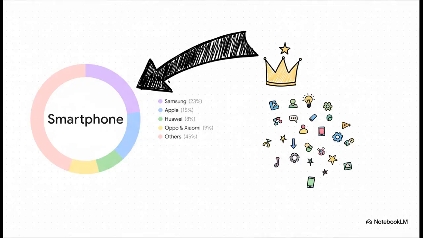This chart makes that idea crystal clear. You can see in a split second that Samsung is the market leader with the biggest slice. But here's the other really interesting thing. Look at that massive chunk labeled others. At almost 45%, it tells us that while there are a few big fish, this market is also packed with tons of smaller brands all fighting for a piece of the action.